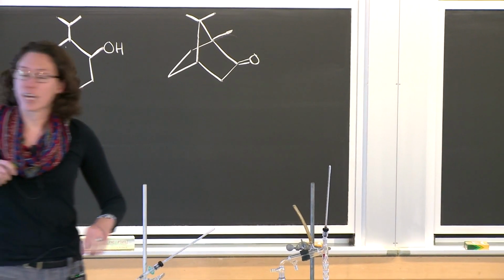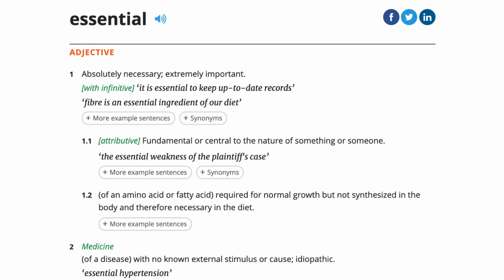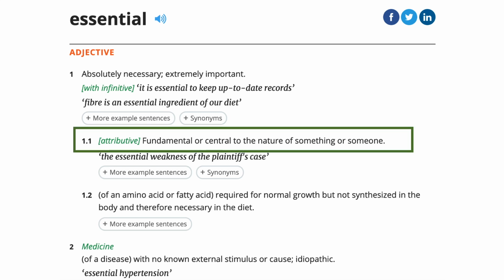Now, talking about our next lab, essential oils. The word essential has a few different definitions depending on how you're using it, and some people will say it's essential, like it's the most important thing. The definition of essential that we mean when we are talking about an essential oil is that it is fundamental or central to the nature of something or someone, like the essence of a thing. The essential oils come from plants, typically, so we're talking about the essence of the plant or something that comes from that plant specifically.